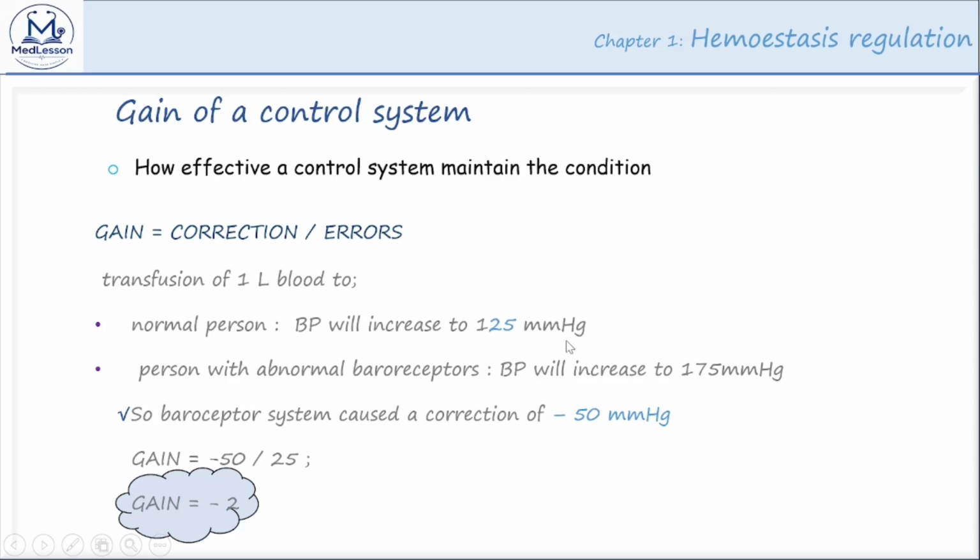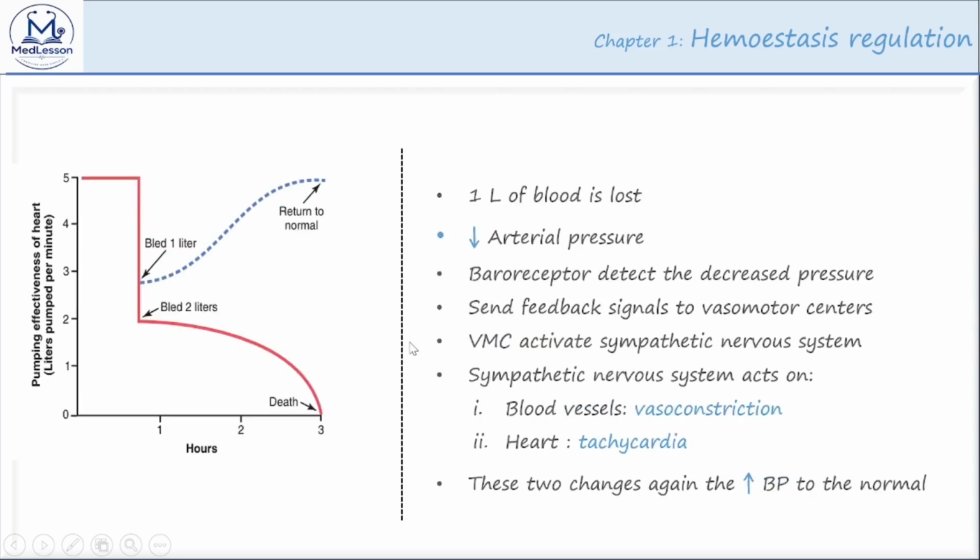The normal one is 100 mm of mercury. So by this means we can say that the baroreceptor system causes the correction of minus 50 mm of mercury. For calculation of the gain, we divide correction, which is minus 50, over the errors. Error is 25 because in a normal person, however the baroreceptors are working, there is increase of 25 mm of mercury in the blood pressure. After calculation, gain equals minus 2. This is not a much important topic in physiology, but for the board exam, if you understand, it's a good idea.